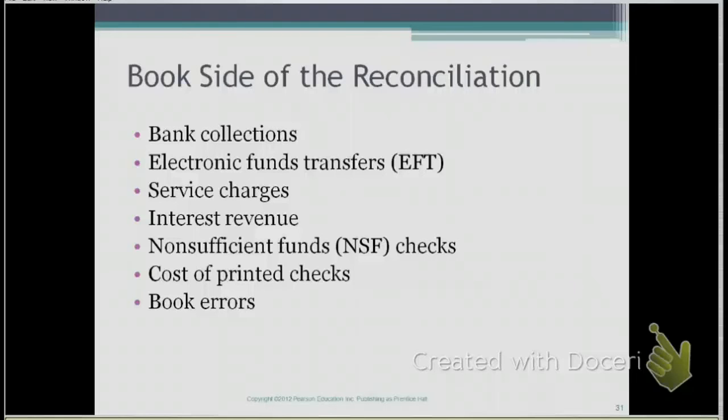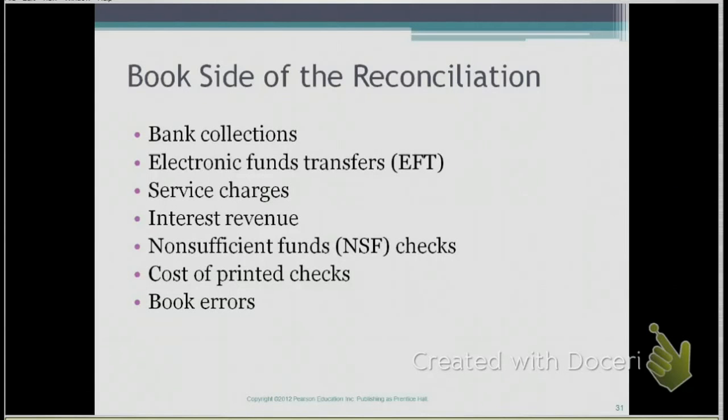Service charges: any service charges that the bank puts to the company will be shown on the bank statement. Interest revenue: any interest that the bank pays to the company will be shown in the bank statement. And non-sufficient funds checks. These are what we call hot checks. This is where a customer gives us a check and there's not enough funds in the customer's bank account. So the bank returns that check and takes that money away from our account. Then there's the cost of printed checks, and then any book errors.